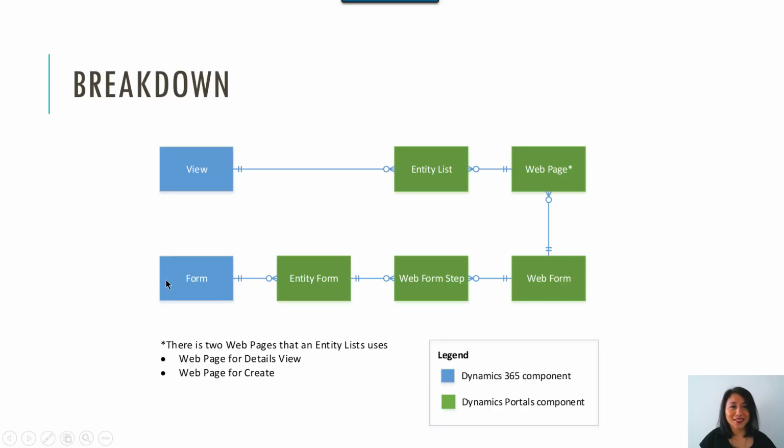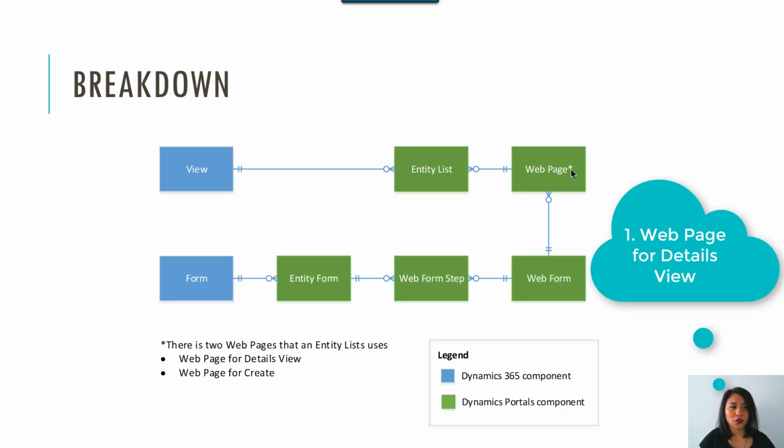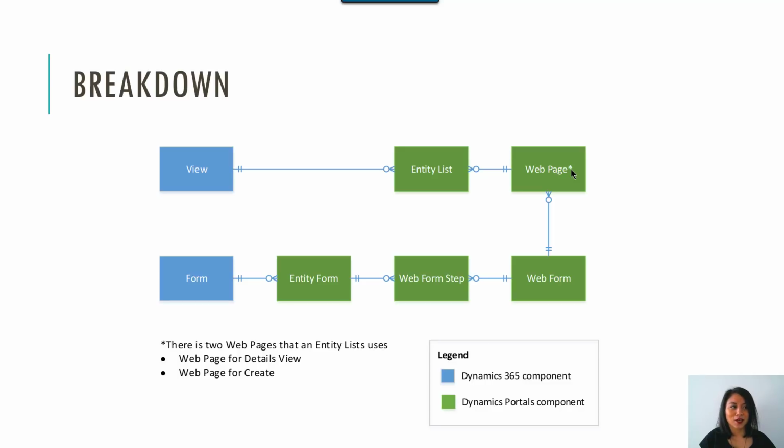Now, this may sound confusing if you're not familiar with Dynamics 365 and Dynamics Portals, which is why I put this diagram, so hopefully you can follow me in this vlog. And I put an asterisk up here because essentially an entity list will point to two web pages. The first one is usually the details view. So when a portal end user is clicking on a record in the entity list, they will go to a web page to be able to view that record.